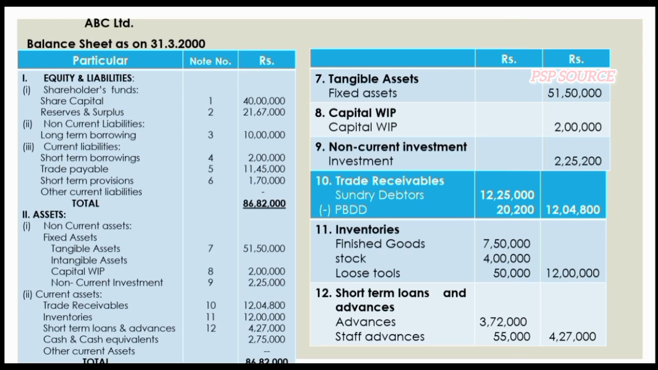lakh 27,000. I have shown cash and cash equivalents in the balance sheet as ₹2 lakh 75,000. Next, no other current assets were given in the problem, so I have put nil in that column. If we add these two main categories, non-current assets and current assets, we get ₹86 lakh 82,000.